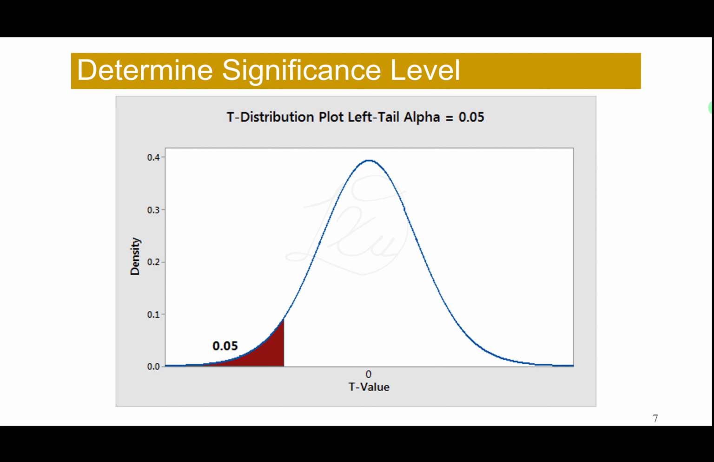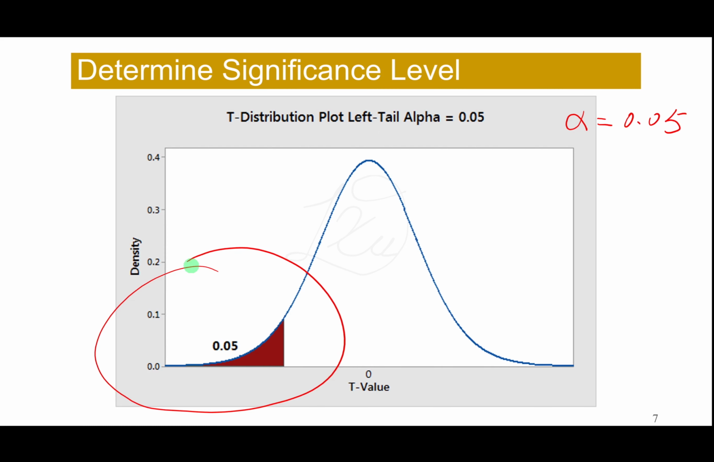The second step, we determine the significance level. Here we use the most common significance level of 0.05. So alpha equals 0.05. Now, because we only want to know if the tested mean is smaller than the known mean, we only look at one side of the tail. In this case, we look at the left side of the tail. And the significance level 0.05 is represented as the purple area here. If the calculated p-value is larger than 0.05, we fail to reject the null hypothesis. Otherwise, if the p-value is smaller than 0.05, we reject the null hypothesis.